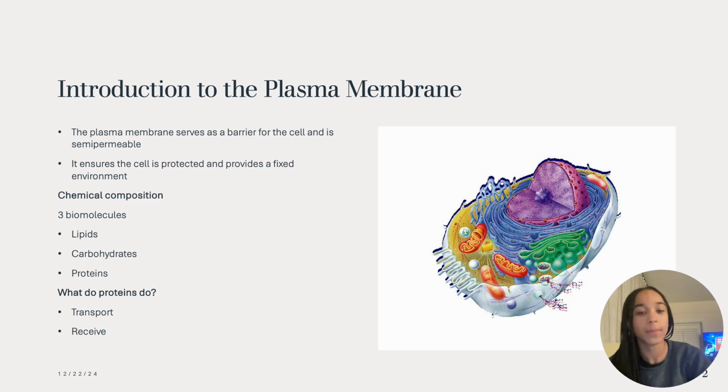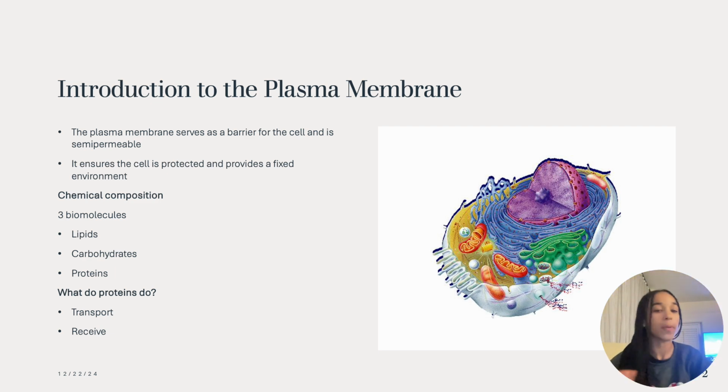So when we begin chemical composition, we want to discuss the phospholipid bilayer, and the phospholipid bilayer contains fatty acids and alcohols that essentially help protect the cell. And the phospholipid bilayer has two layers, which are the hydrophilic and hydrophobic layers.